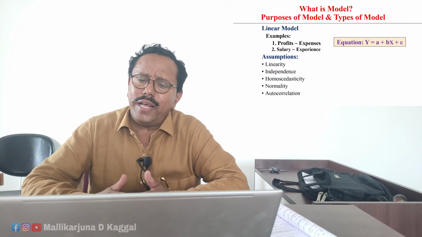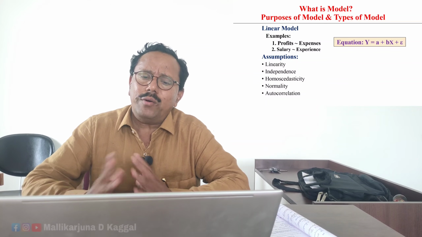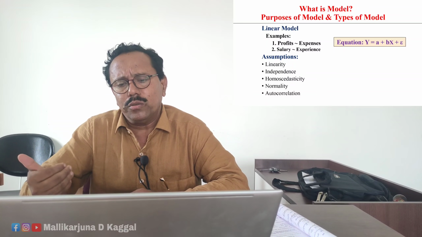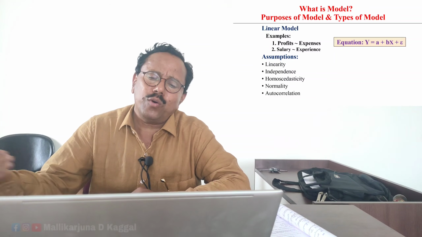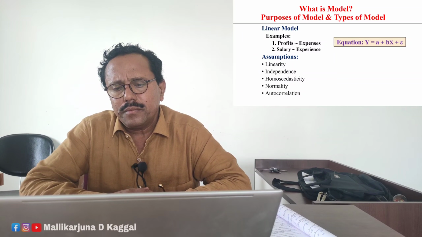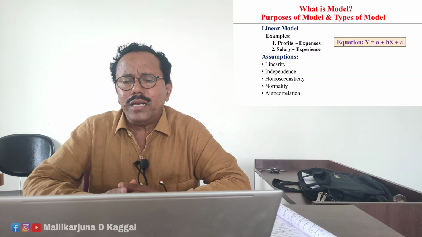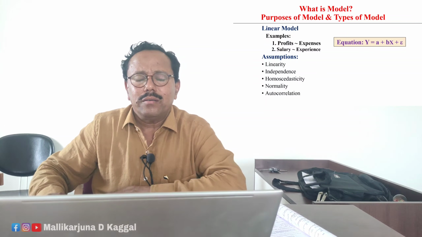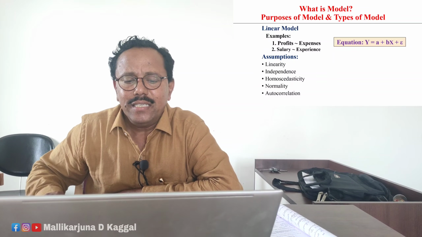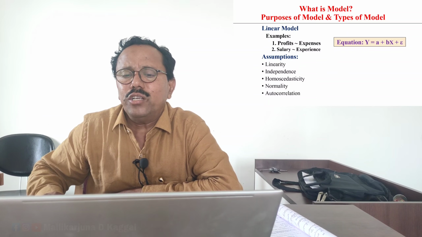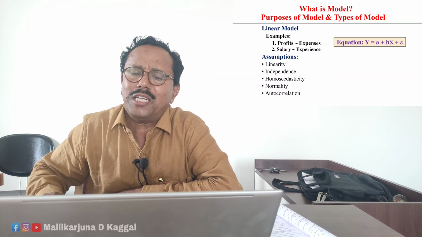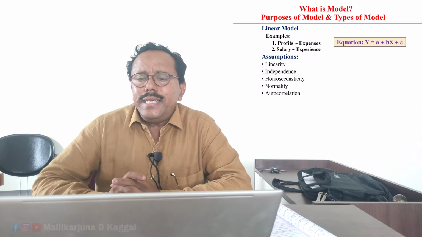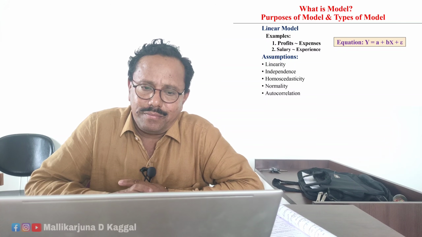So these external variables may be more than one. Here we have taken only b x1. If there is more than one external variable, we go on adding b2 x2, b3 x3, plus b4 x4, b5 x5, like that. This will be continued and go on increasing further. This is called a linear equation in mathematics. I hope you got it.